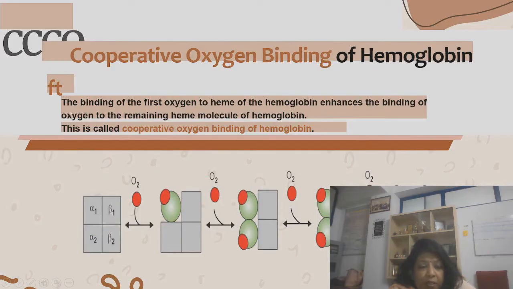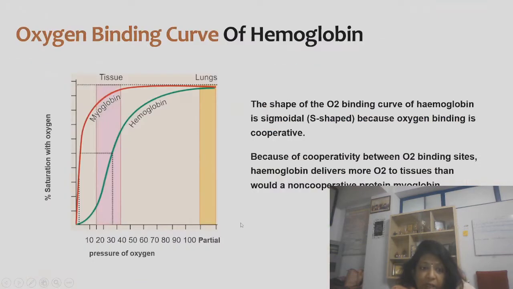Now we come to the cooperative oxygen binding of hemoglobin. What is cooperativity? Binding of the first oxygen to heme of the hemoglobin enhances the binding of oxygen to the remaining heme molecules of hemoglobin. This is called cooperative oxygen binding of hemoglobin. मतलब एक मॉलिक्यूल ऑक्सीजन का बाइंड करता है हीमोग्लोबिन से, which facilitates the binding of another oxygen molecule and so on. This is called cooperative oxygen binding of hemoglobin.